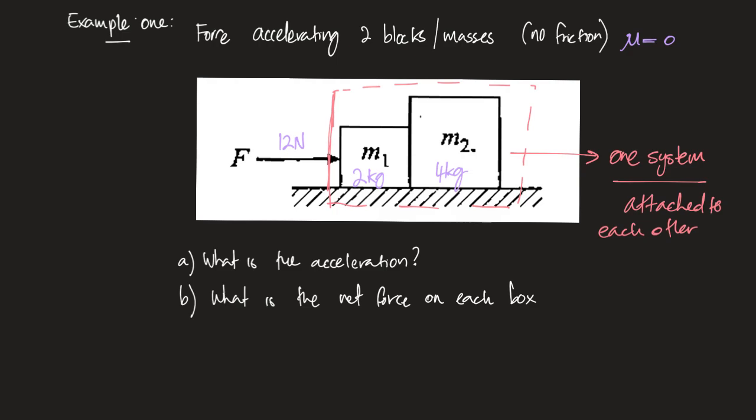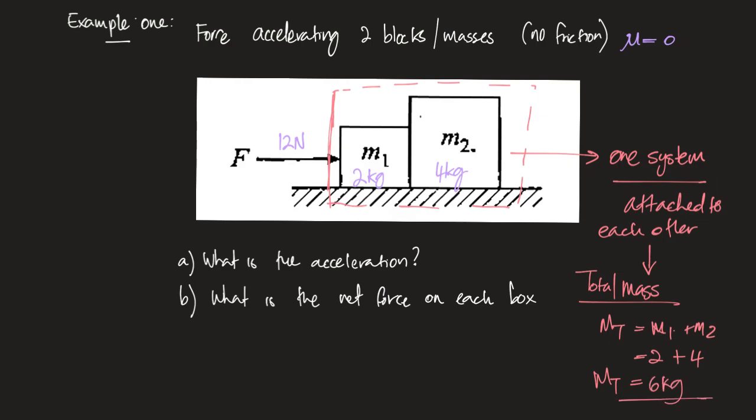Now, if we say they attach together, the first thing you need to do is sort out the mass. In terms of mass, I need a total mass. So mass total would be mass 1 plus mass 2, which is 2 kilograms plus 4 kilograms, giving me a total mass of 6 kilograms. So when I'm doing my calculations, I don't have to do multiple calculations unless they ask me for that.